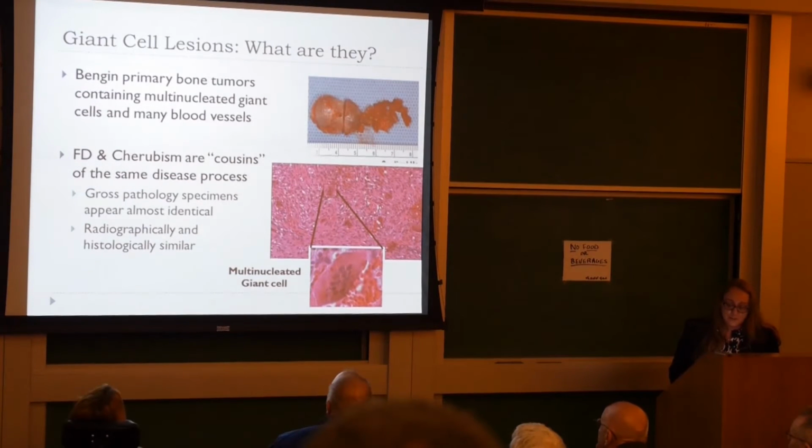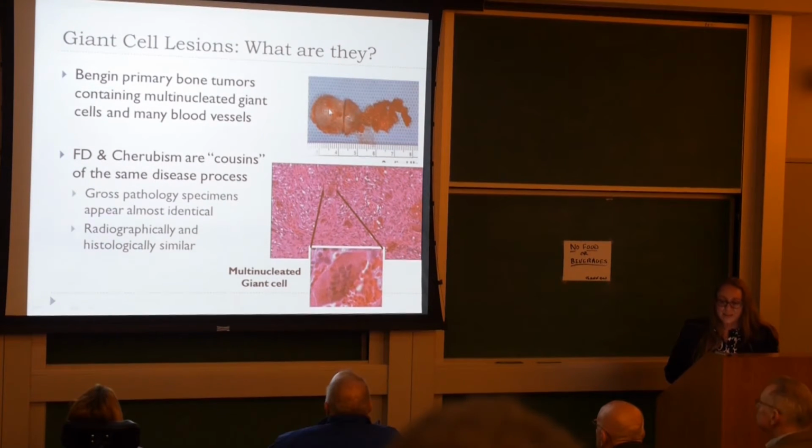So I just wanted to mention why we're combining fibrous dysplasia and cherubism. And the reason is that you could think of them as cousins of the same disease process. A giant cell lesion, a giant cell tumor, is actually a bone tumor which is comprised of these multinucleated giant cells. And as you can see this very closely resembles the osteoclasts, or those bone-eating cells that you were seeing previously. And this is a gross specimen on top of what one of these lesions might look like. It has a purplish hue, and that's usually because of the increased number of blood vessels in these specimens.